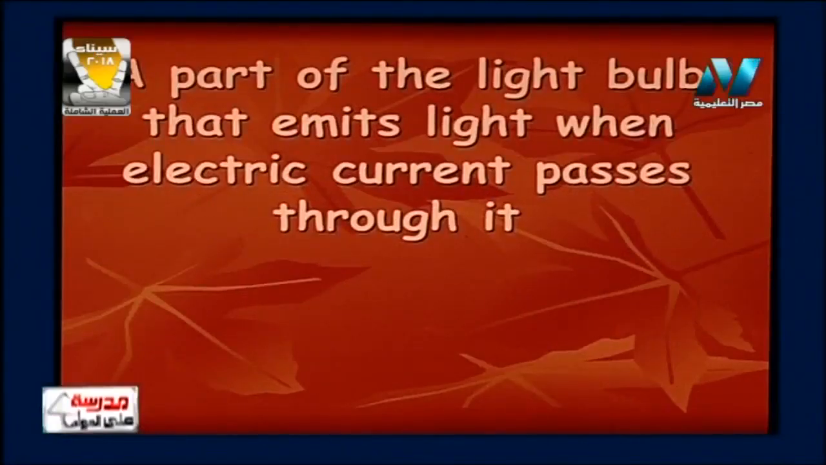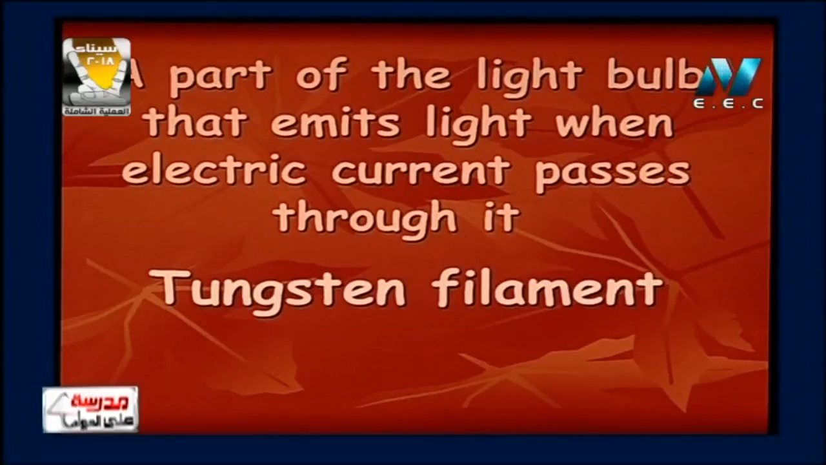Another question that says: a part of the light bulb that emits light when electric current passes through it. A part of the light bulb that emits light when electric current passes through it. Sure it will also be the tungsten filament, the same answer. It's very important to notice that a question can be repeated in more than one form. The previous one was also the tungsten filament, and this question is also the tungsten filament. Why? Both express the same answer. It will be the tungsten filament.